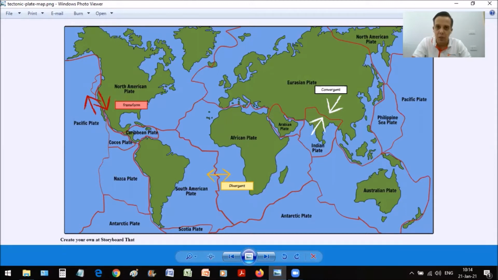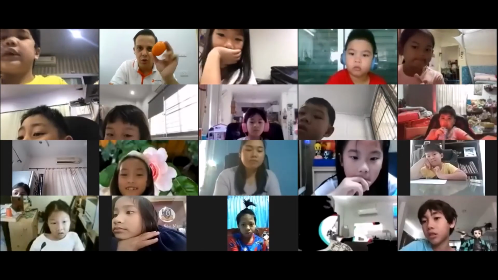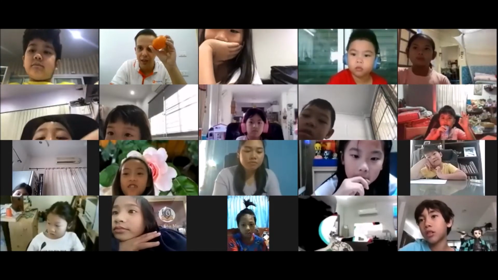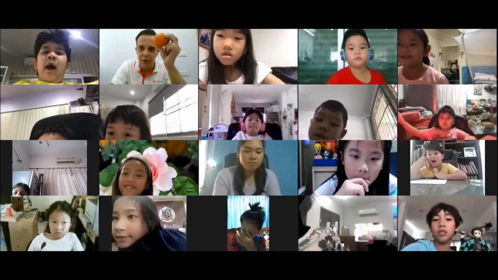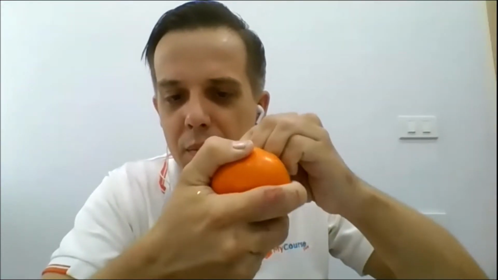The best way to show it to students is through an orange. I prepared an orange for you today. So this orange is our Earth. What you need to do first of all is peel the orange like this. The Earth is the orange and the skin of the orange is the crust. And you cannot peel it off in one piece. It's impossible. As you keep peeling it, the Earth's crust will keep breaking into pieces.